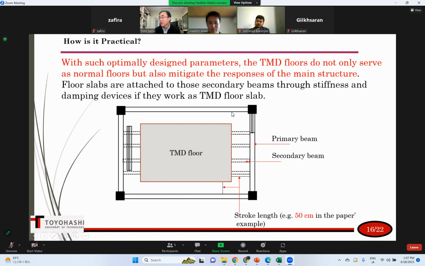When, for example, this frame is swaying to this side, this TMD floor has to sway to the left side, so it needs some space to sway. In this case, maybe I don't understand, or it is not practical. I couldn't understand, Sensei.